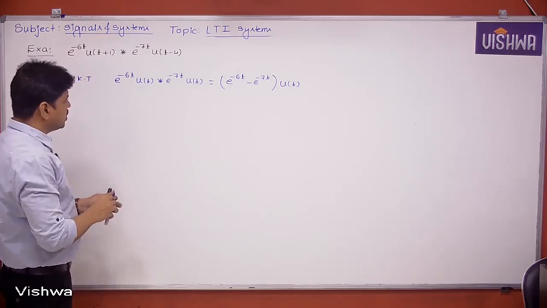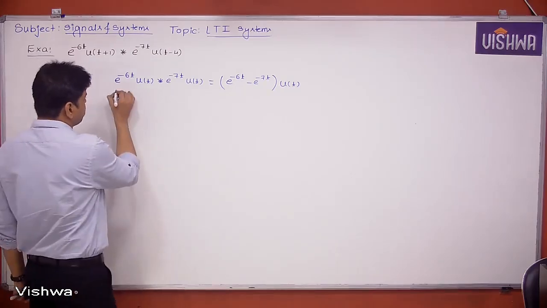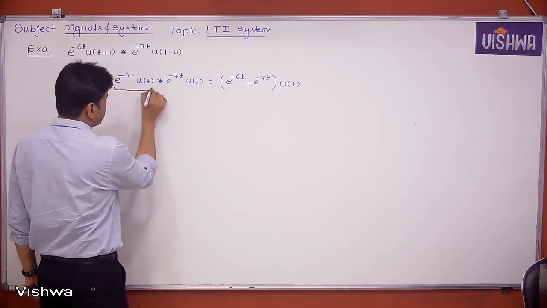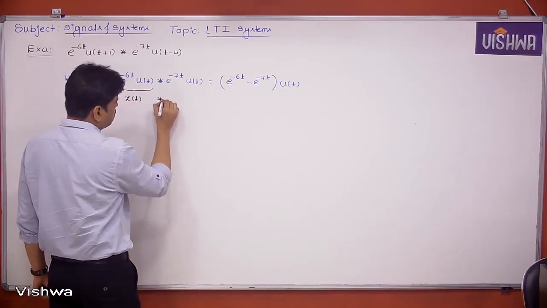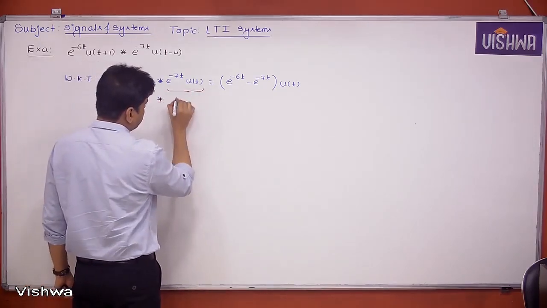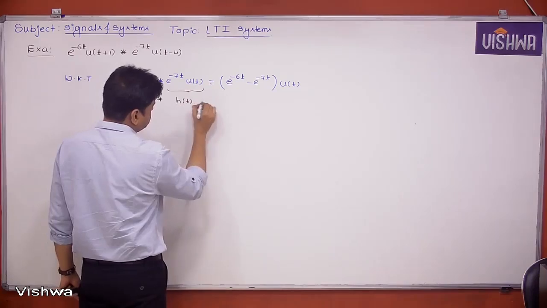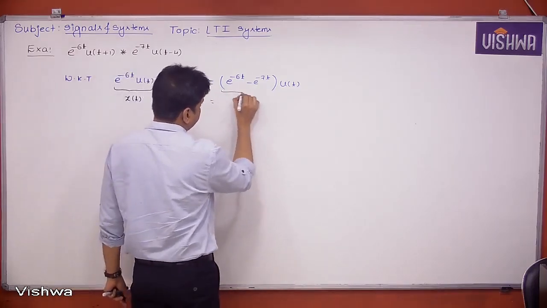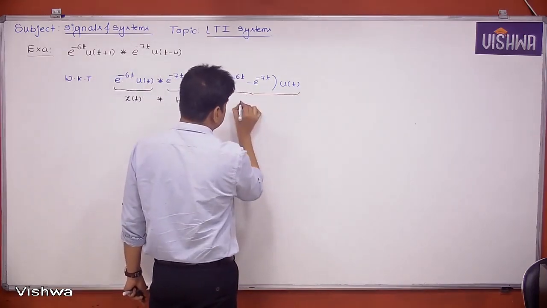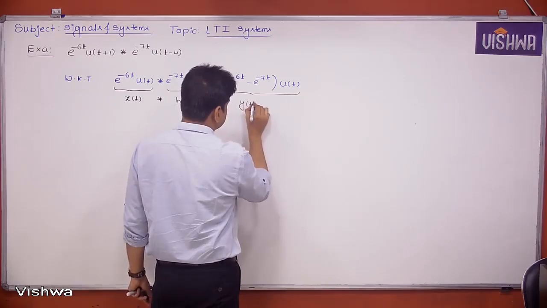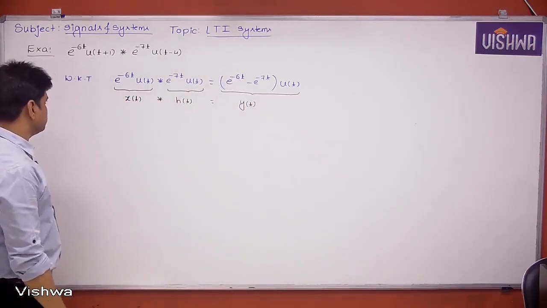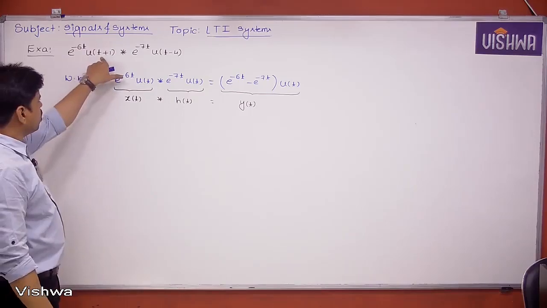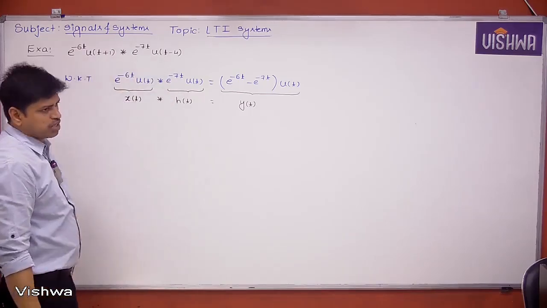Now, in this case, let's assume the signal is x of t, convolution with h of t, giving y of t. Now see here. Here we have u of t plus 1, and here we have u of t minus 4.